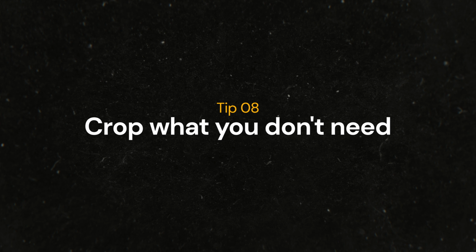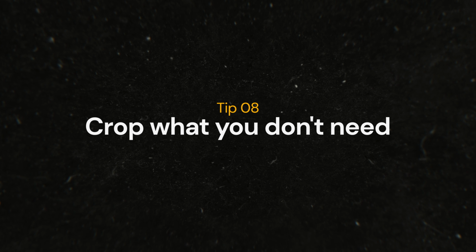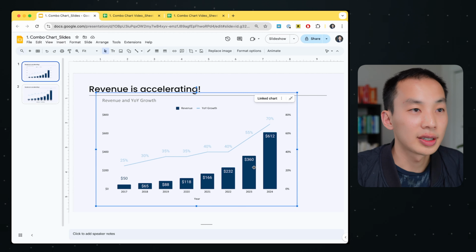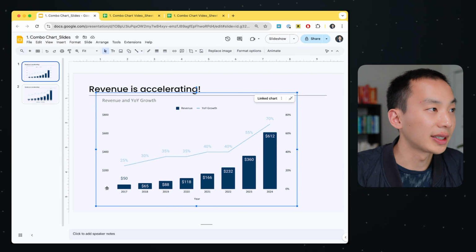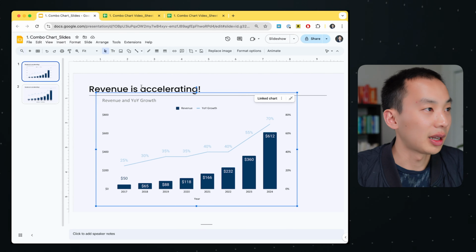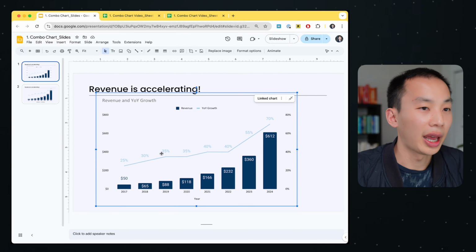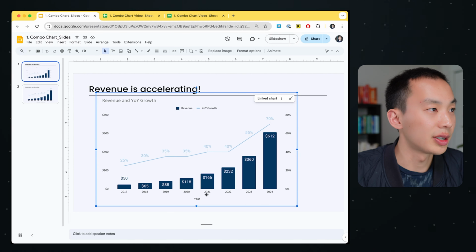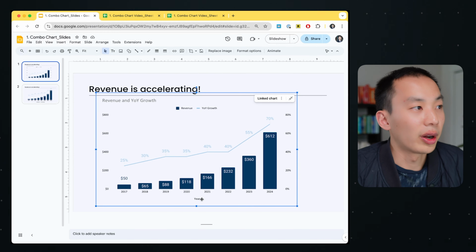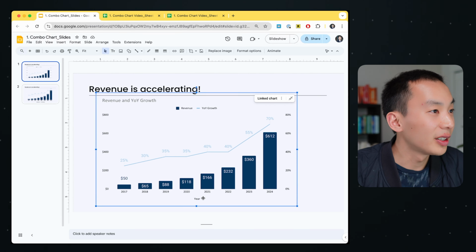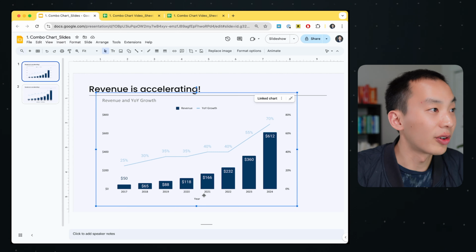Tip number 8, crop out whatever you don't need. This is another very neat trick in Google Slides. For this chart, since I have data labels turned on, I don't really need the y-axis values on the right. I have a separate header here in the slide already, so I don't need this header here. And it's very obvious I have years at the bottom, so I don't really need the word year. One very handy trick is that you can adjust all of this in Google Slides with the crop function.